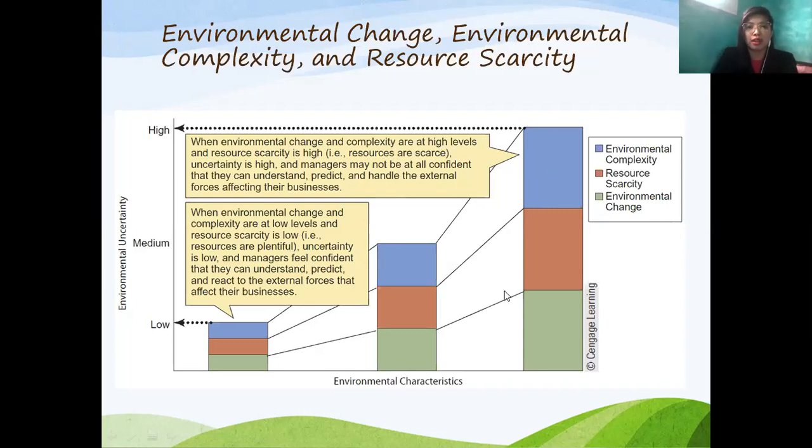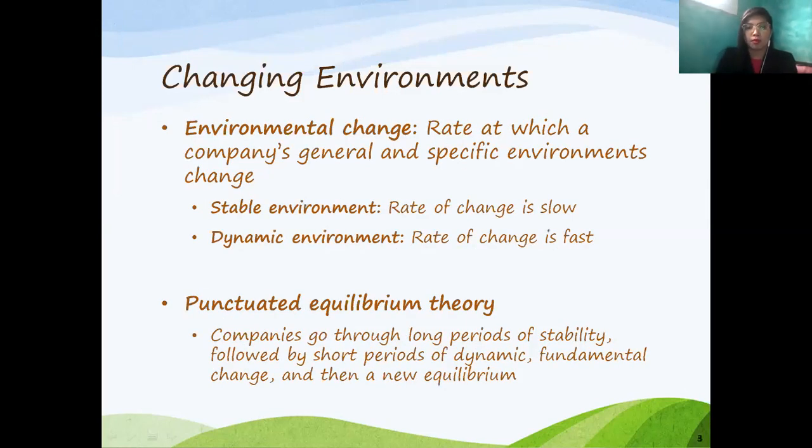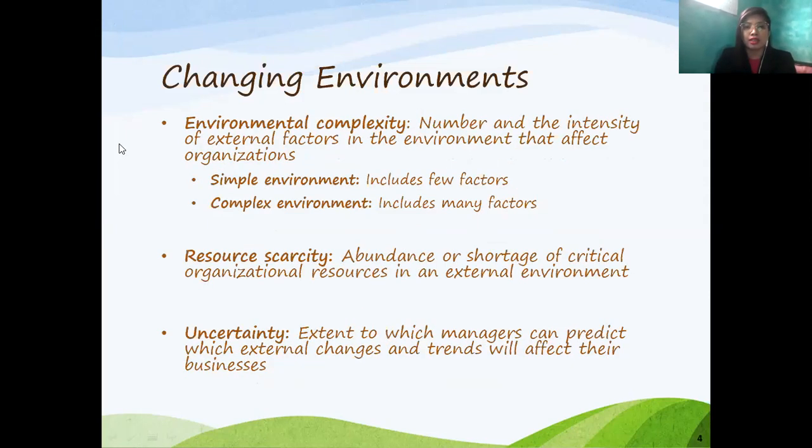Okay, so let's go back to the definition of environmental complexity. So again, when we say environmental complexity, the number and the intensity of external factors in the environment that affect the organization may be simple or complex. Okay? So when we say simple, it has or includes few factors. When it is complex, it includes many factors. Factors affecting the organization, lots of external factors.